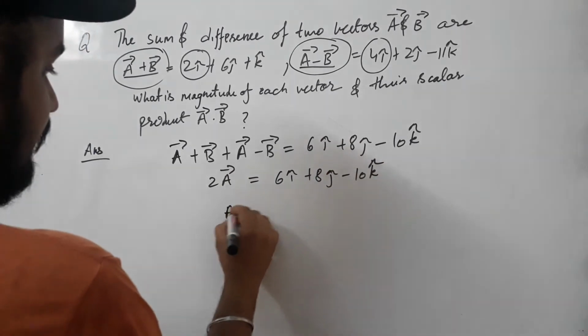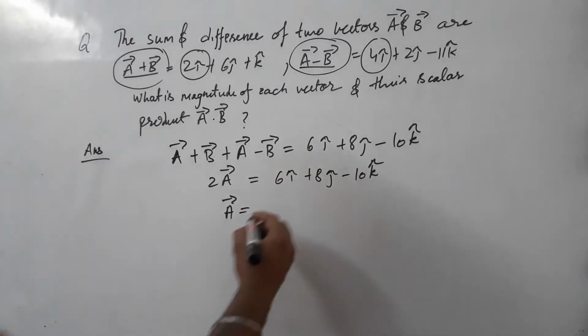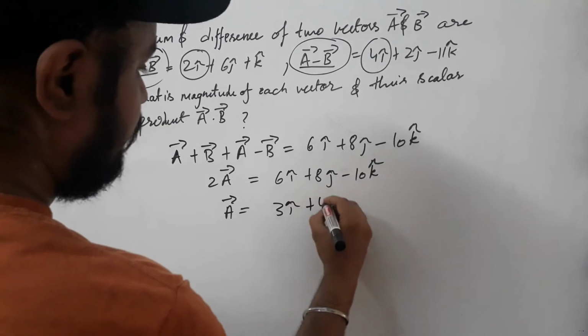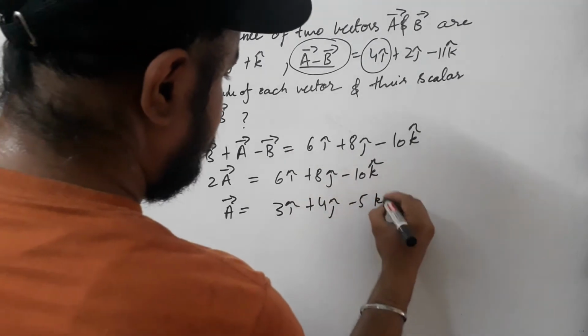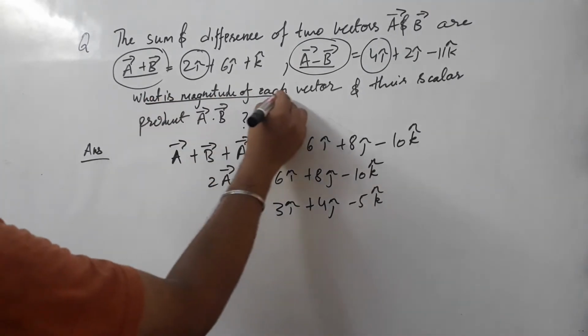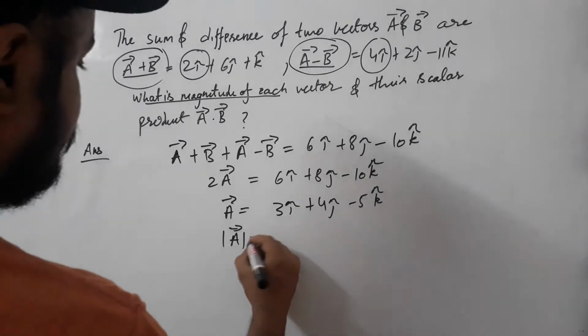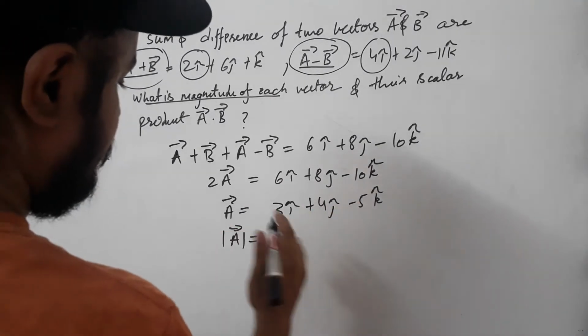Further we will be solving for a vector, dividing the whole equation by 2. The result will be 3 i cap plus 4 j cap minus 5 k cap. Now we have to find the magnitude of the a vector. That has been asked in the first part, the magnitude of each vector. Firstly we will be finding out the magnitude of the a vector.